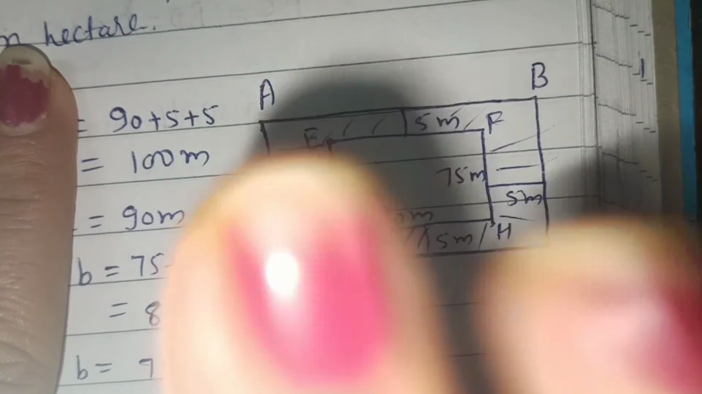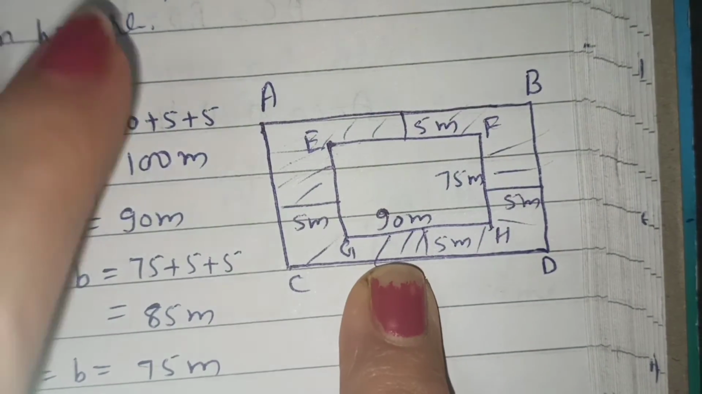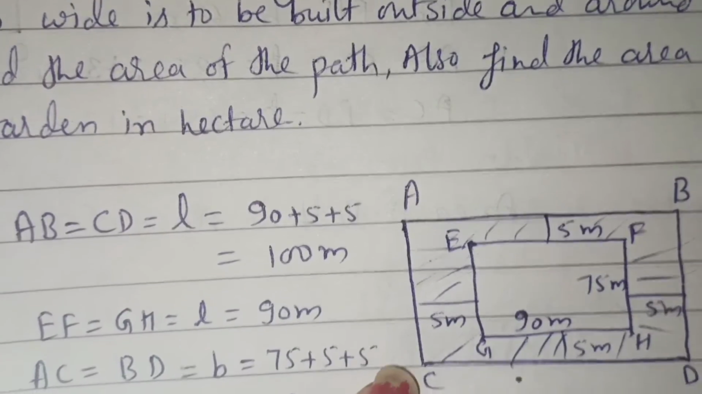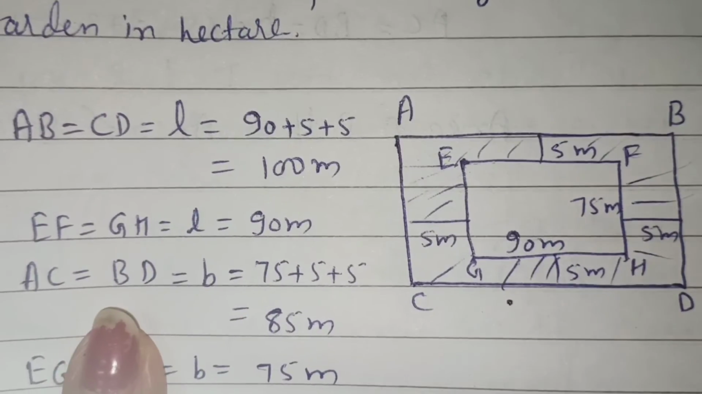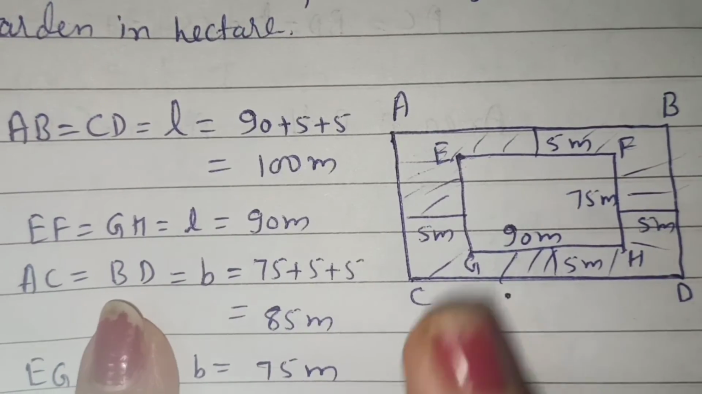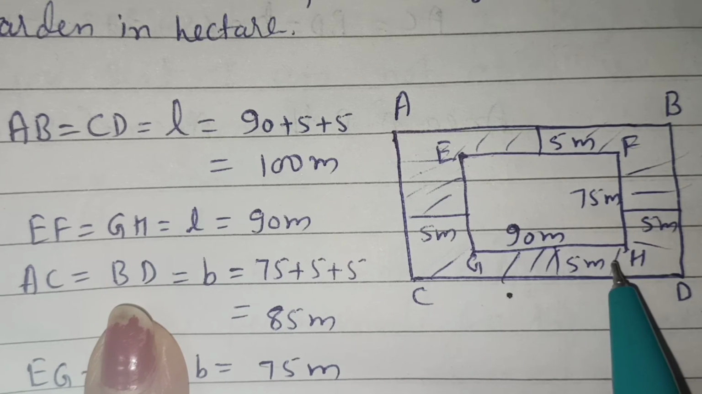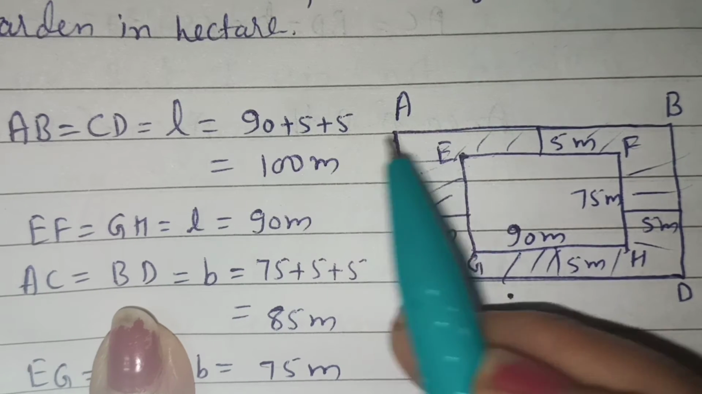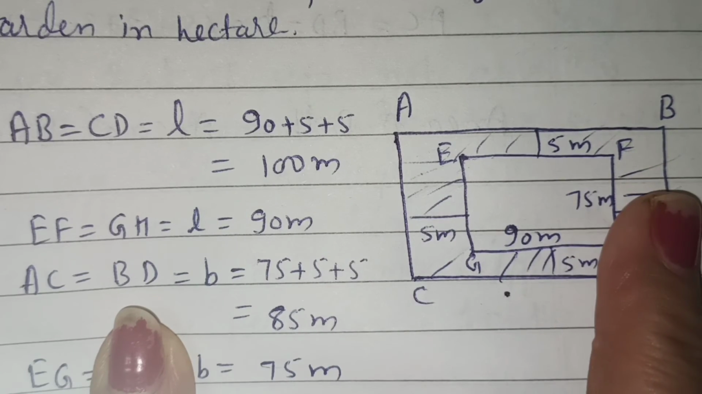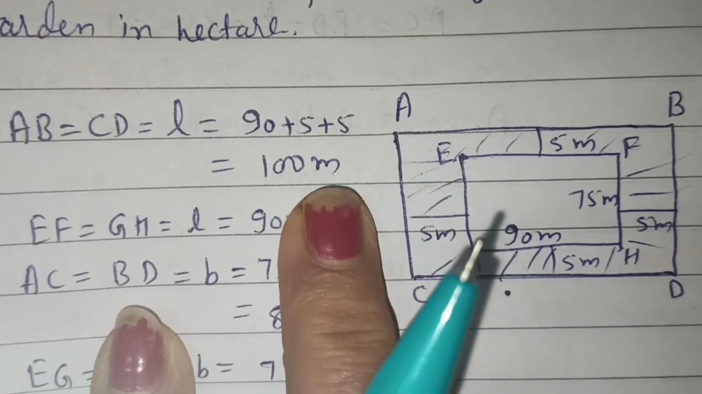So first thing, read the question 2 times. After that, draw this figure, and then third thing is what is given, write it. So what is given in this figure? Given EF and GH is 90 meter, and AB will be EF plus 5 on both sides, 5 meter path. So AB is equal to 90 plus 5 plus 5.